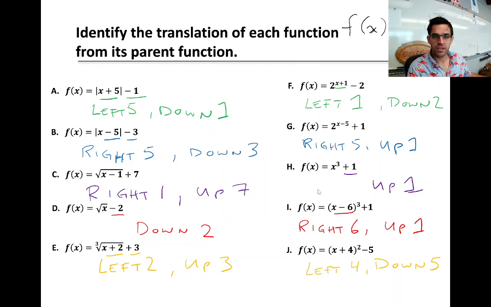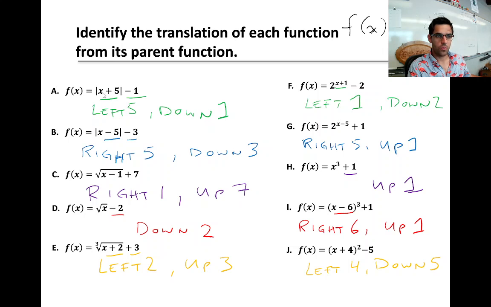All right, so let's branch out to some other parent functions here. In general, our transformations look like this. X minus h is our input. In our input is going to be the horizontal translation, and the plus k is going to be the vertical translation.